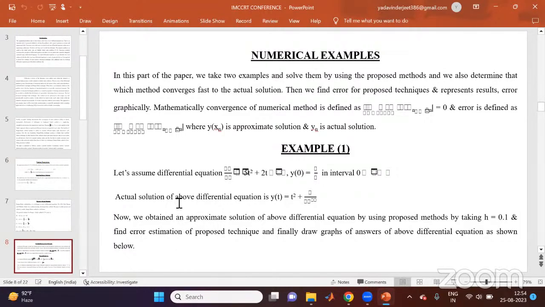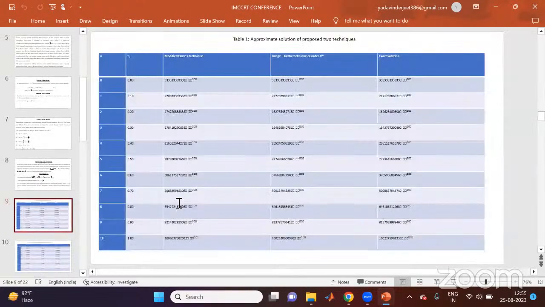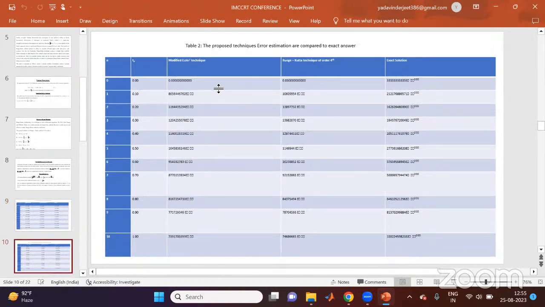After that, we find the error between the exact solution and the modified Euler technique and Runge-Kutta technique. This is the first table, in which we solve a differential equation by the modified Euler technique, the fourth-order Runge-Kutta technique, and the exact solution. And this is the proposed error estimation for the modified Euler technique, Runge-Kutta, and the exact solution.